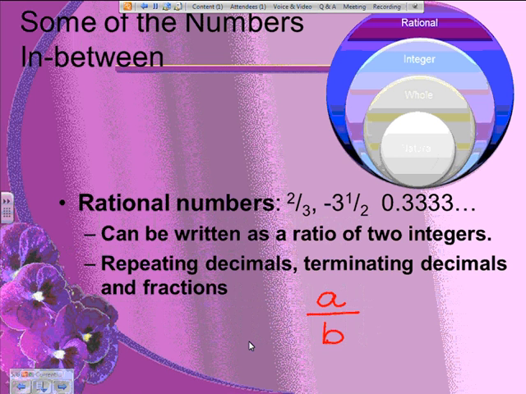2/3 is obviously rational. -3.5 can be written as -7/2. So -3.5 is -7/2. And 0.3 repeating is the same as 1/3. So repeating decimals, terminating decimals, and fractions are all rational numbers.